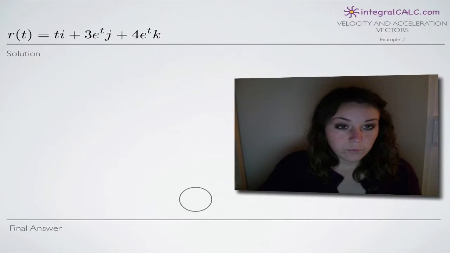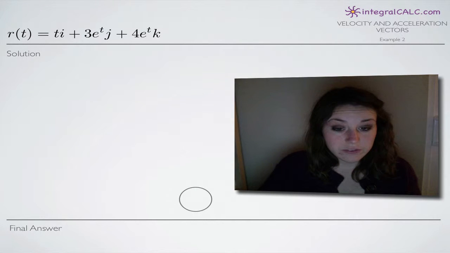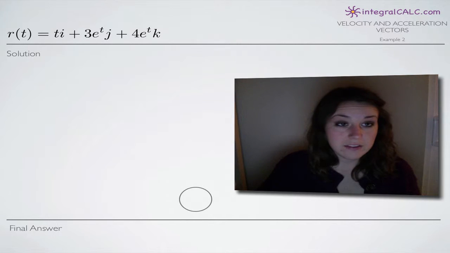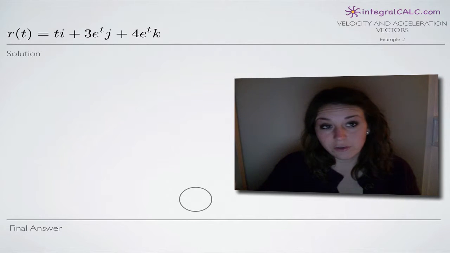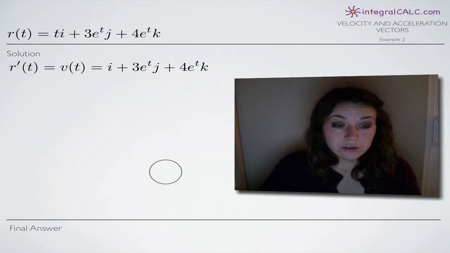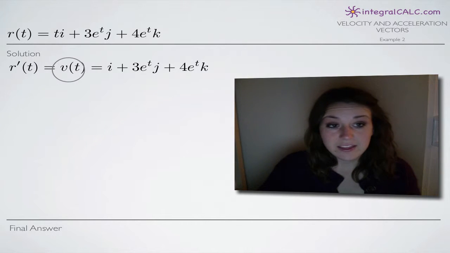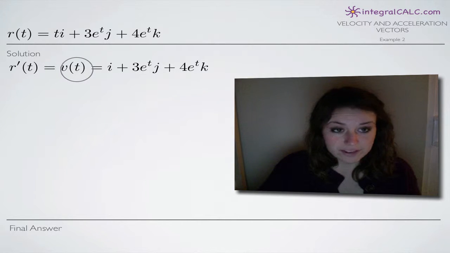And whenever we're dealing with velocity and acceleration vectors, we need to remember that velocity is going to be equal to the first derivative of our function, and acceleration is going to be equal to the second derivative. So the first thing that we're going to do to try to find velocity is take the first derivative of r of t. So it's going to be r prime of t, and that's the same thing as velocity.